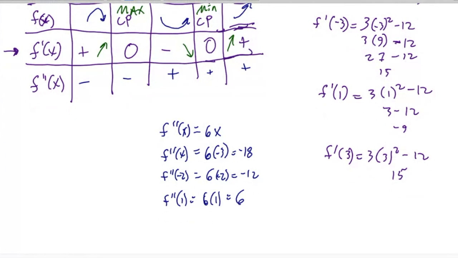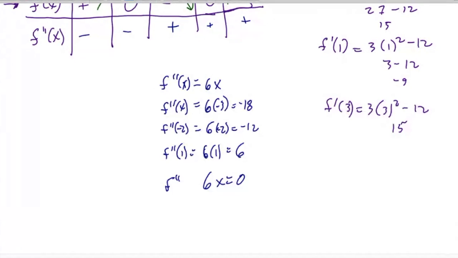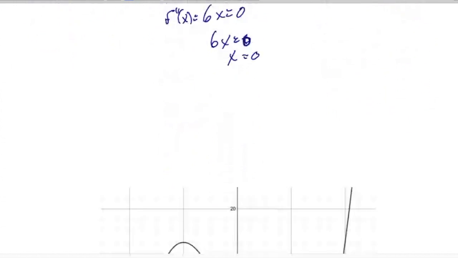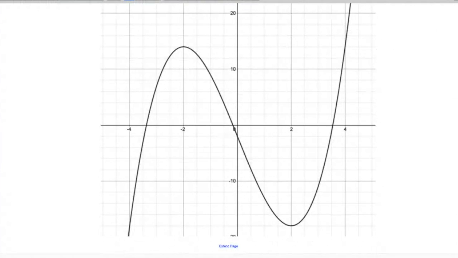And if I wanted to find my inflection point, I would say, okay, I have 6x equals 0. Our second derivative equals 0. So obviously 6x equals 0, x equals 0. And if we look at our graph here, that's where our inflection point is, right here, for x equals 0.